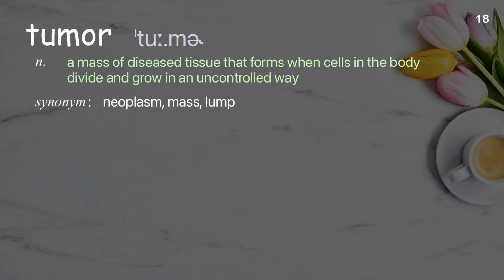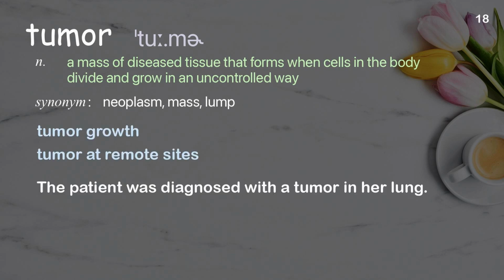Tumor. A mass of diseased tissue that forms when cells in the body divide and grow in an uncontrolled way. Examples: Tumor growth, tumor at remote sites. The patient was diagnosed with a tumor in her lung.